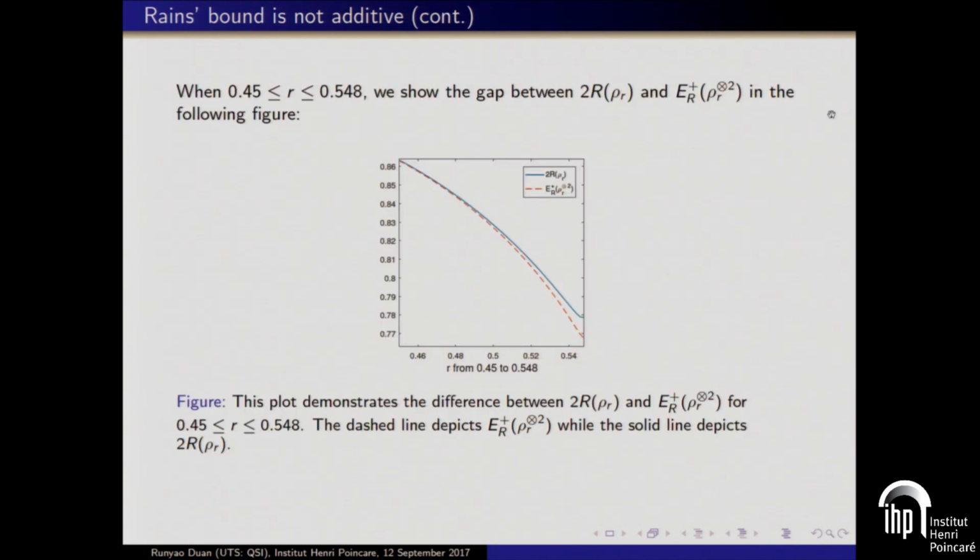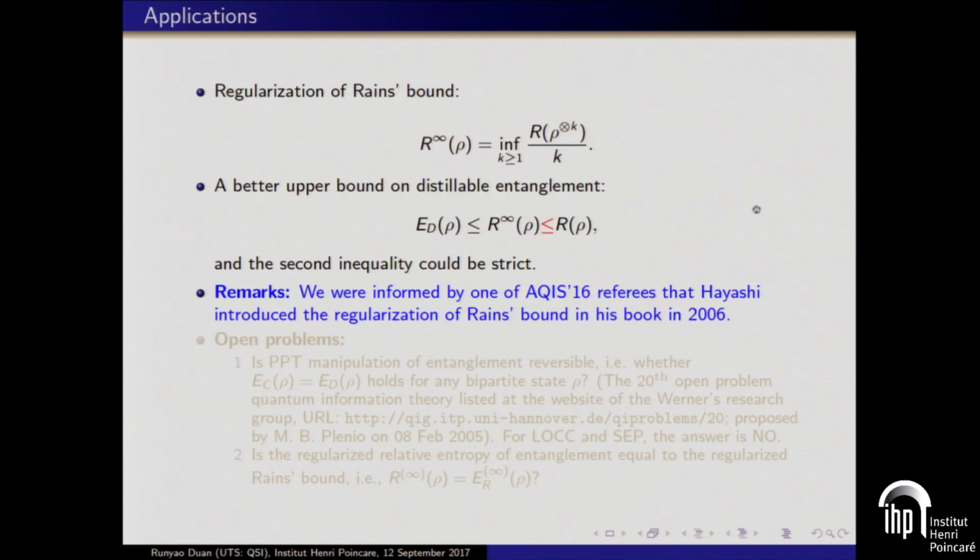So, but what we do is eventually for this class of state, what we can show is there is a gap. So we can produce the gap to show that this response is not additive. So how could this be useful? Actually this has some application because, as we said, the response is the best upper bound of this entanglement distillation. But now it's not additive.